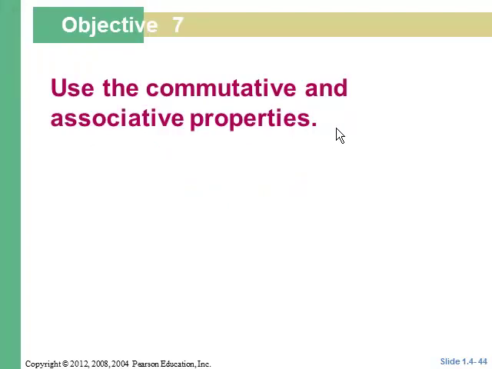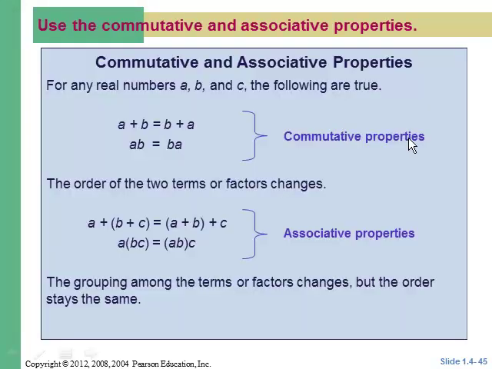Okay, how about the commutative and associative property? I always remember a commutative property because you commute to and from work. So from work to home is the same as from home to work. And it doesn't matter whether you multiply or whether you add, you still get the same answer. So 2 times 9 is the same as 9 times 2, or 3 plus 4 is the same as 4 plus 3.